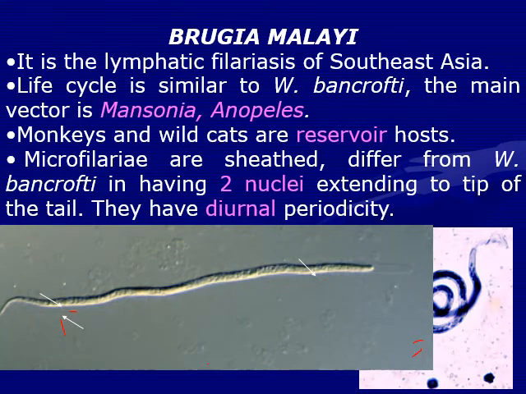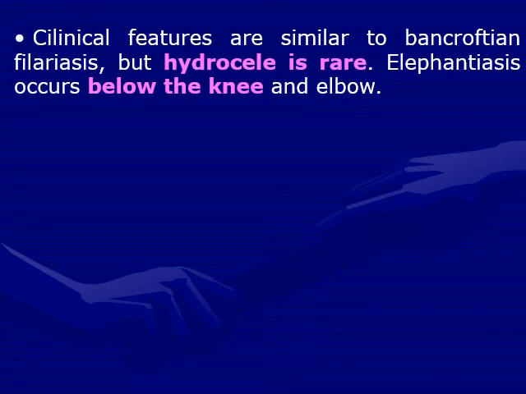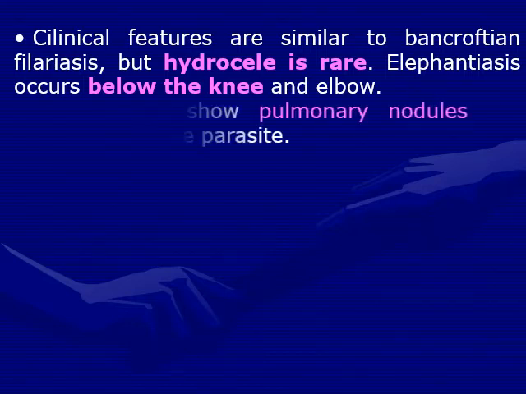Enlargement doesn't affect really the picture, and we must go to the next slide. Clinical features are nearly similar to bancroftian filariasis. There is lymphangitis, lymphadenitis, and filarial or elephantoid fever, but hydrocele is rare. Elephantiasis occurs below the knee only, and doesn't extend above the knee like that of Wuchereria bancrofti.